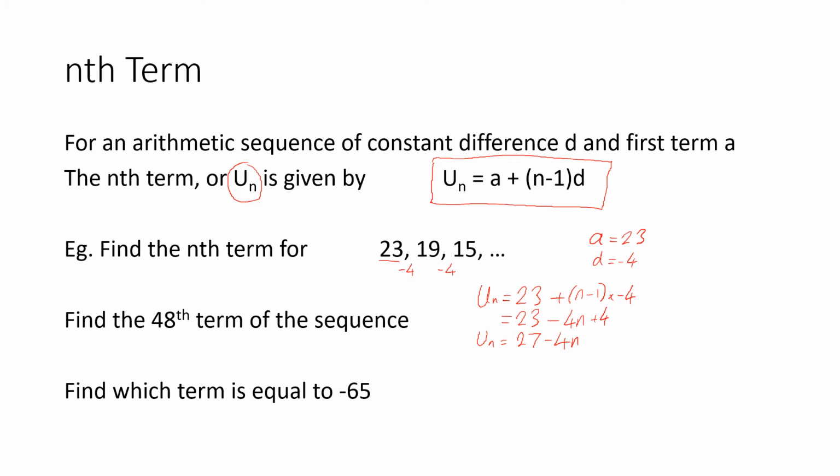Now you could have done that I think with GCSE techniques. You know it's going down in 4s, so you know it's going to be a minus 4n, and then you go back a term and say, well, this is 27 here, so it's 27 minus 4n. This is just trying to make this a little bit more precise.